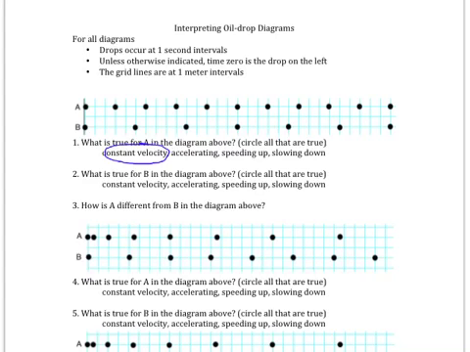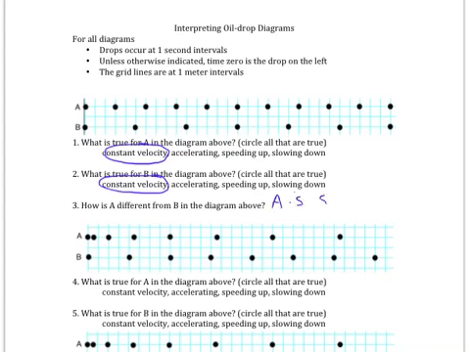Number 2, what is true for B? Well, I notice if I look at B, it's also traveling a constant distance each time. Since it covers the same distance every 1 second, it is also traveling at a constant velocity, not speeding up or slowing down. But how is A different from B? If I look at A, every second A goes 1, 2, 3 meters. And every second B goes 1, 2, 3, 4, 5 meters. So A is slower.